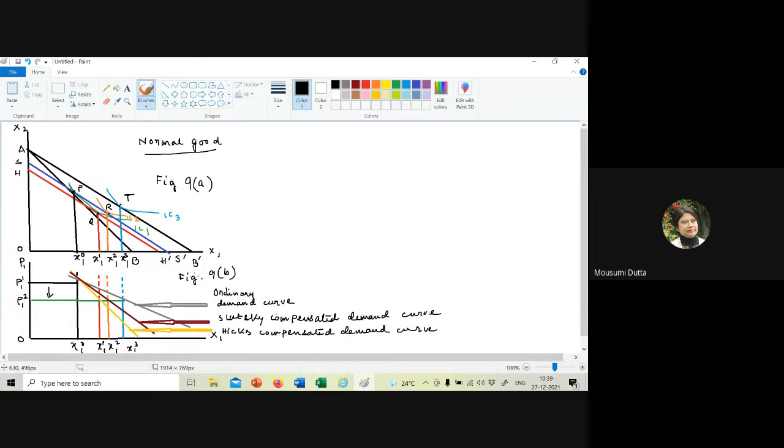Using figures 9a and 9b, we derive the Hicks and Slutsky compensated demand curves and compare them with ordinary uncompensated demand curves for normal goods.